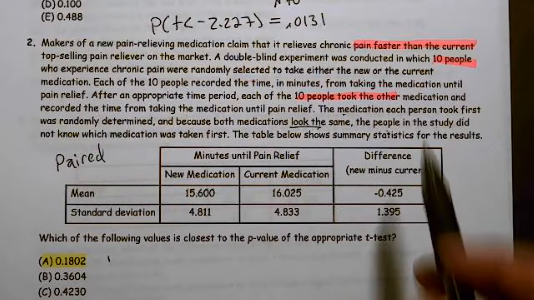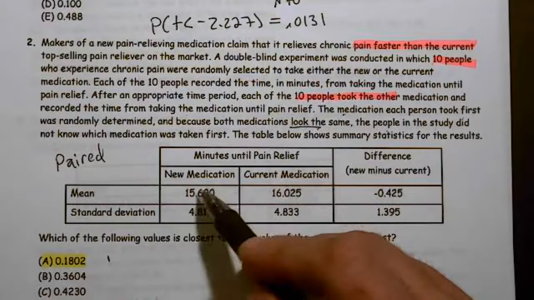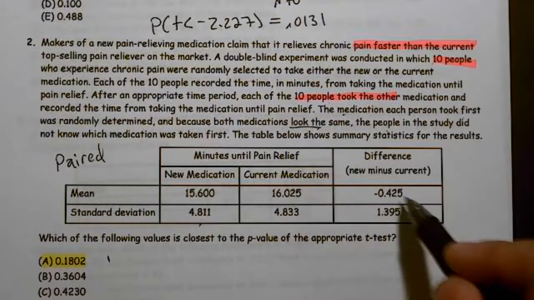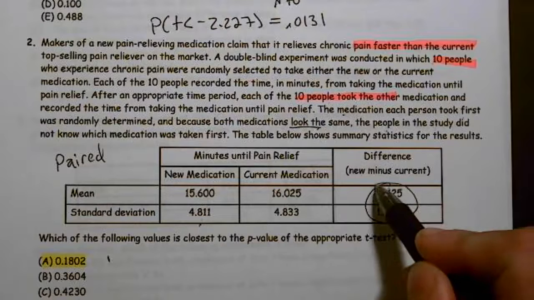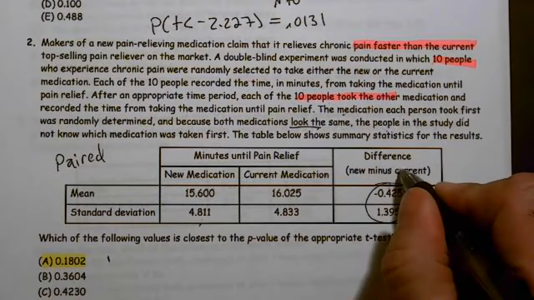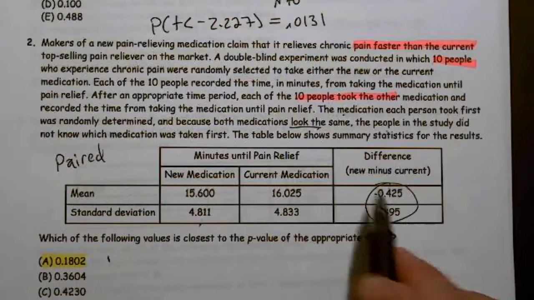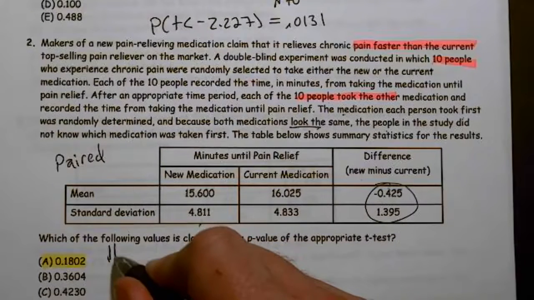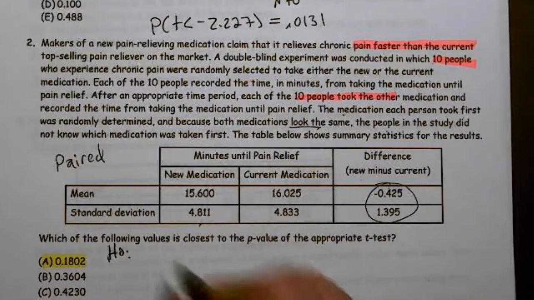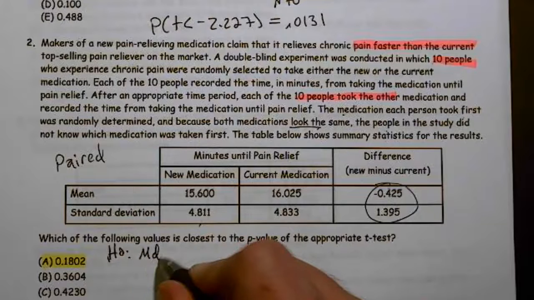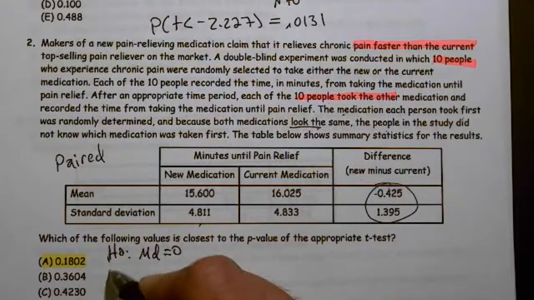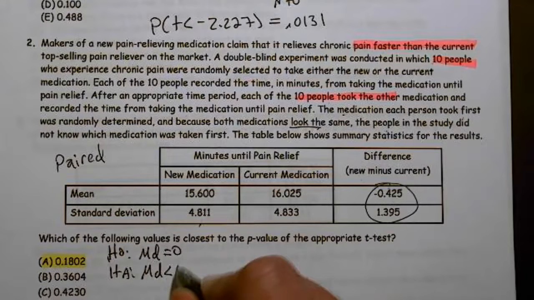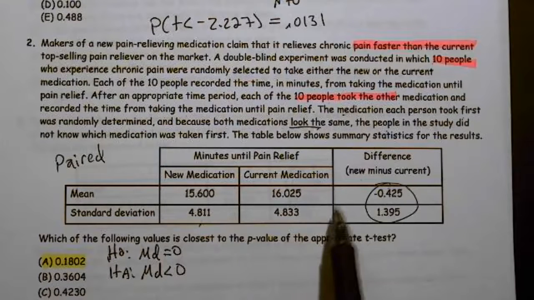So since it's paired, we need to work... We're not going to look at the average of one and the average of the other. We're going to look at the difference. And since they said new minus current, we're expecting the new to take less time. So here's what our null hypothesis should be. H0: mu D equals 0. And what they're hoping to show is that it took less time because we want new minus current.